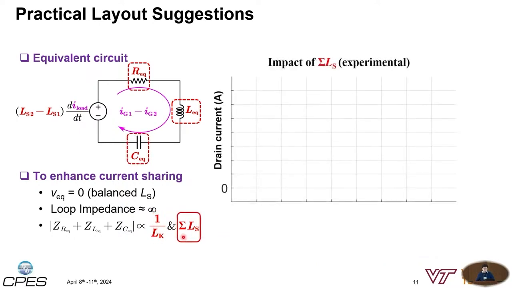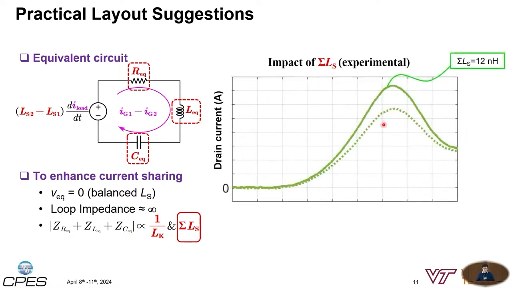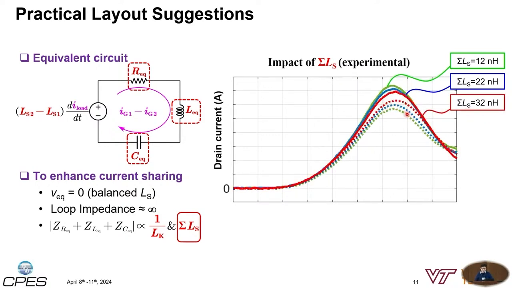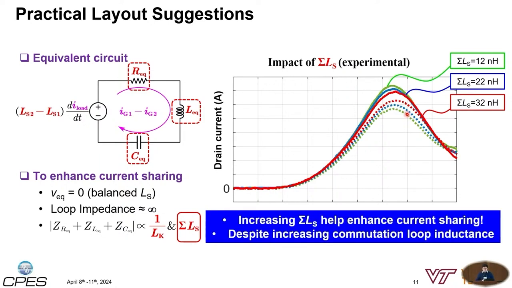The second one is we want to study the impact from the summation of your parasitic source inductances, and I want to show you the experimental result to prove it. So this waveform shows the drain current waveform, where the first case, the green one, is when the summation of your source inductance equals 12 nanohenry from 2 MOSFETs. If we increase it from 12 to 22 nanohenry, you can see it's slightly getting a little bit more balanced. Or we can increase it up to 32 nanohenry, and you can see the two currents are much more balanced than in the previous case. So increasing the summation of your source parasitic inductance will help enhance the dynamic current sharing, but at the cost of increasing the commutation loop inductance.